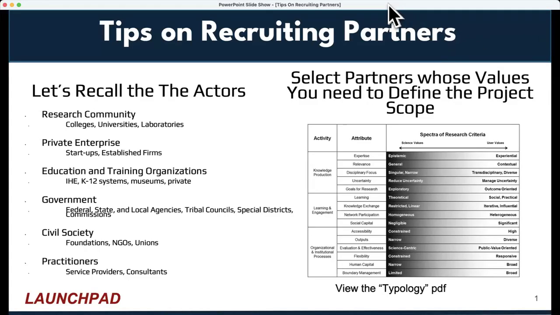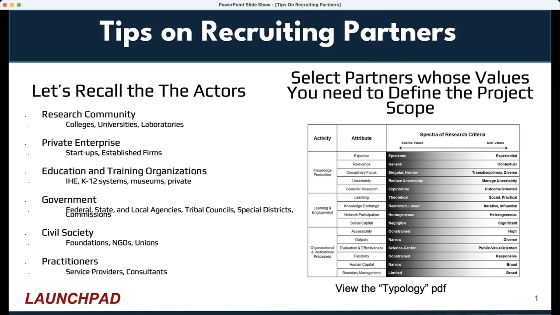So I would like to share with you some tips on recruiting partners for your projects. To begin, let's recall the actors that we introduced in the overview. We've got the research community, made up of colleges, universities, laboratories.